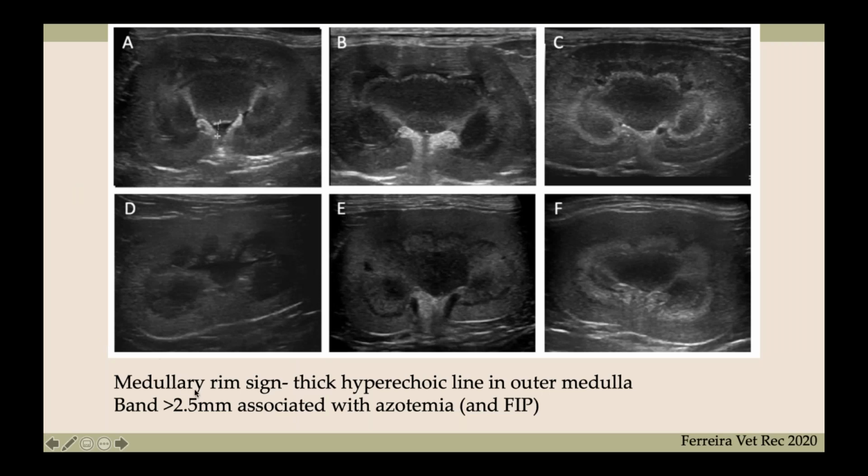Another paper looked at what is considered the medullary rim sign, which is this hyperechoic line in the outer medulla. These top 3 images are what's considered a thin band. Probably B and C, you can see it easier, but that's a thin band. It measures less than 2.5 millimeters. Images D, E, and F are considered a thick band, where the band is more than 2.5 millimeters. What they found was that cats with this thick medullary rim were more associated with azotemia, or, oddly enough, a lot of cats with FIP would also have kidneys that looked like that. So the thick medullary rim sign is another feature that can be seen in cats with CKD.